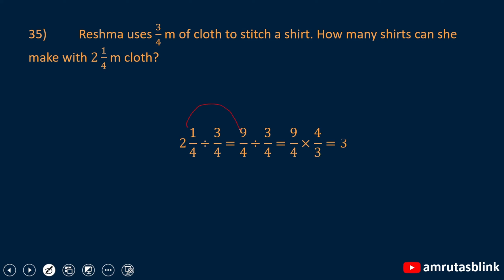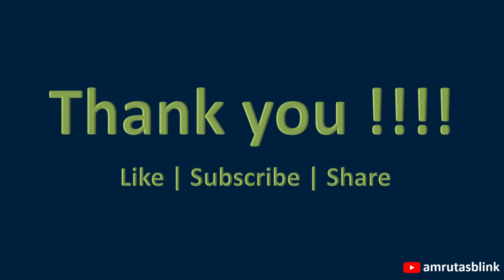So 4 2s are 8, 8 plus 1 is 9, that is 9 by 4 divided by 3 upon 4, that is 9 by 4 into 4 upon 3. Now simply this 4 and 4 get cancelled, 3 1s are 3 and 3 3s are 9. So the final answer is 3. Hence we can say that out of 2 1 by 4 meters of cloth, Reshma can make 3 shirts with 3 by 4 meter of cloth each.